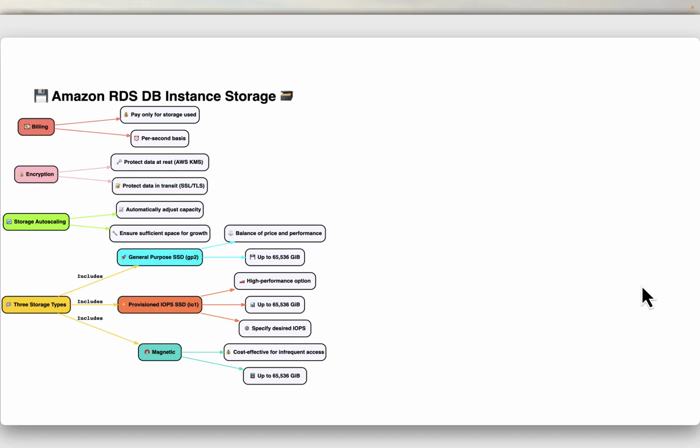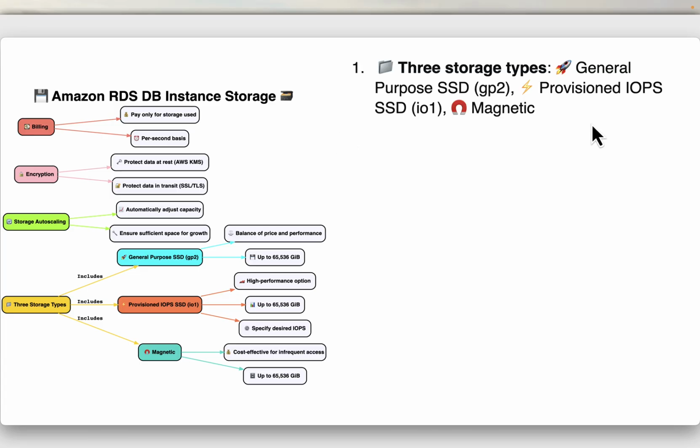Okay, next we'll see Amazon RDS DB instance storage. Now we are moving to instance storage. There are three storage types: general purpose SSD, provisioned IOPS SSD, and magnetic. Amazon RDS offers three storage types for different performance and cost requirements.